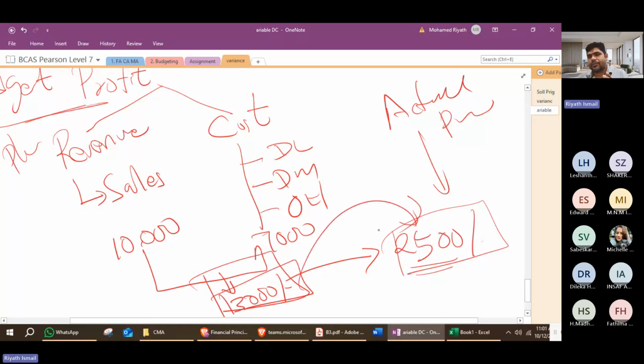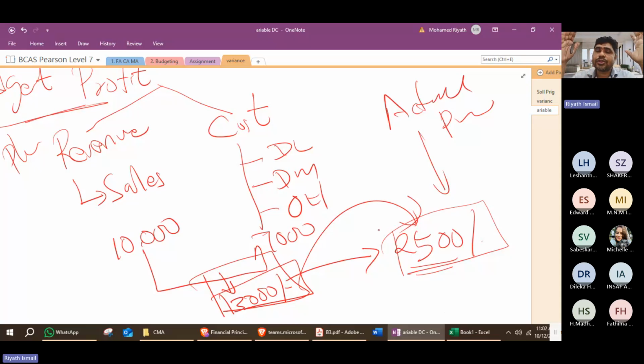So the control, right? Now you come to the point of control. Now compare budget and the actual figure. The difference is called variance. Then they have to take control actions. To take controls, right? They have to find the root causes.